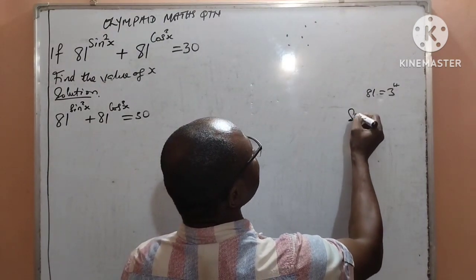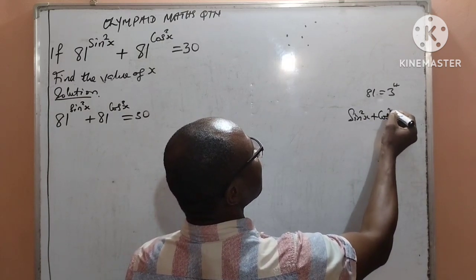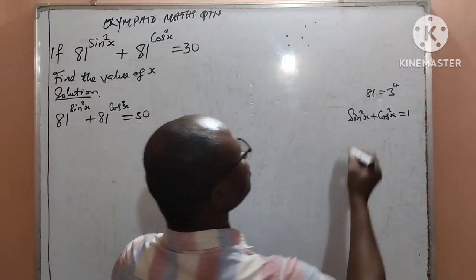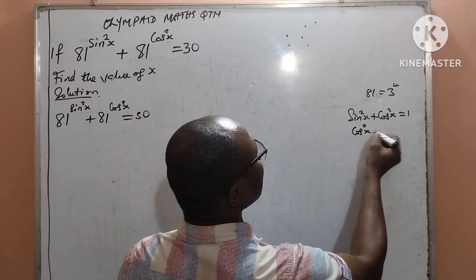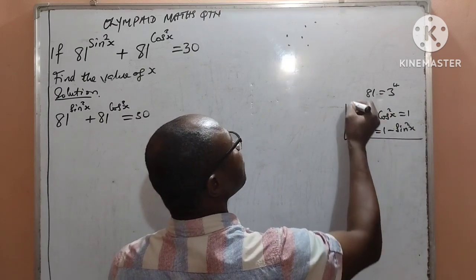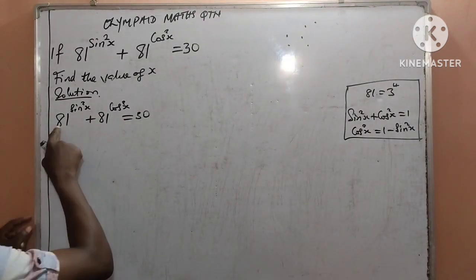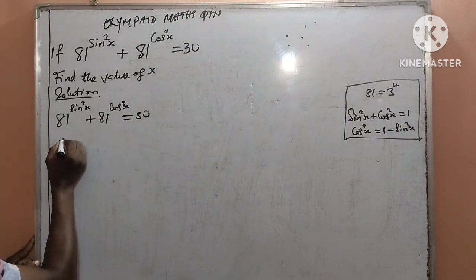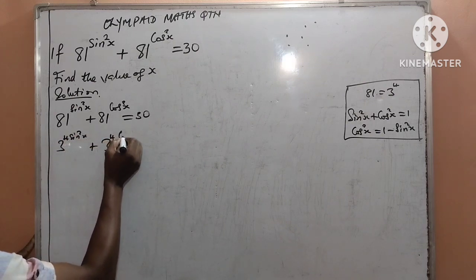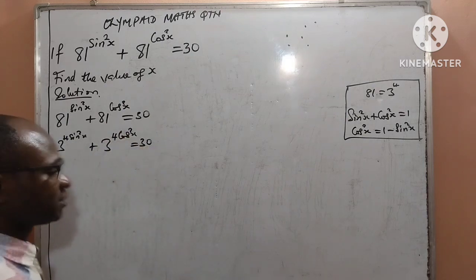Also, from trig identity, sine square x plus cos square x is equal to 1. From this trig identity, I can also derive that cos square x is equal to 1 minus sine square x. I am going to make use of these three representations in the given question. So my expression can be represented as 3 raised to the power 4 sine square x plus 3 raised to the power 4 cos square x. Everything is equal to 30.